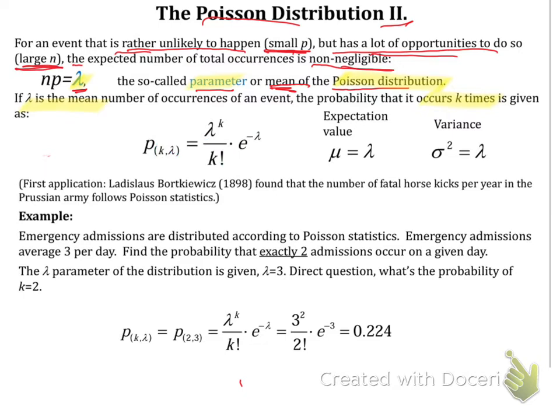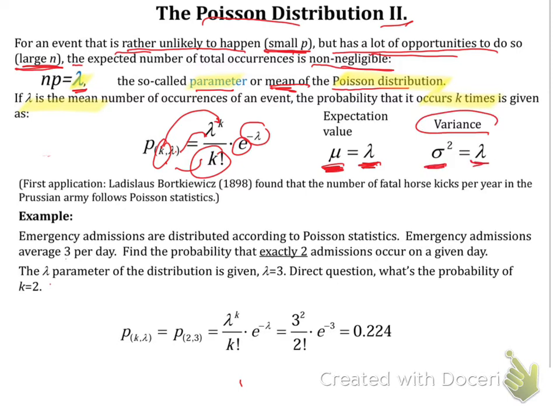So just take lambda, and the power of lambda will be k. Lambda to the power k, divided by k factorial, times e to the power minus lambda, where lambda equals mu, the population mean. This is called the expectation value. Lambda is the mean or the expectation value, which is mu. The variance, sigma squared, equals lambda also.